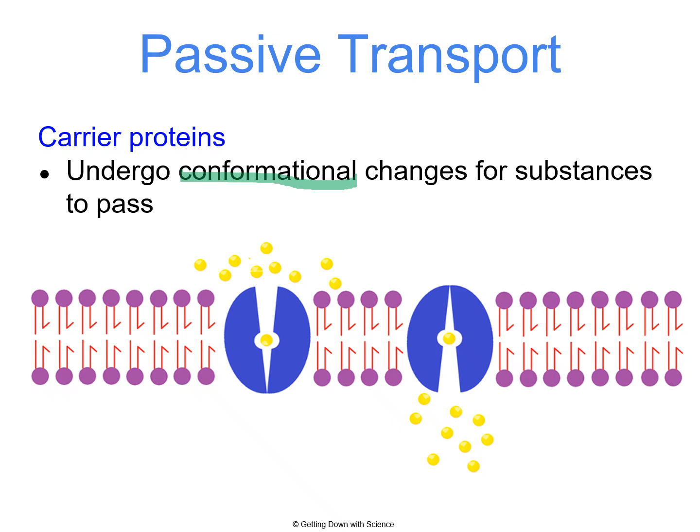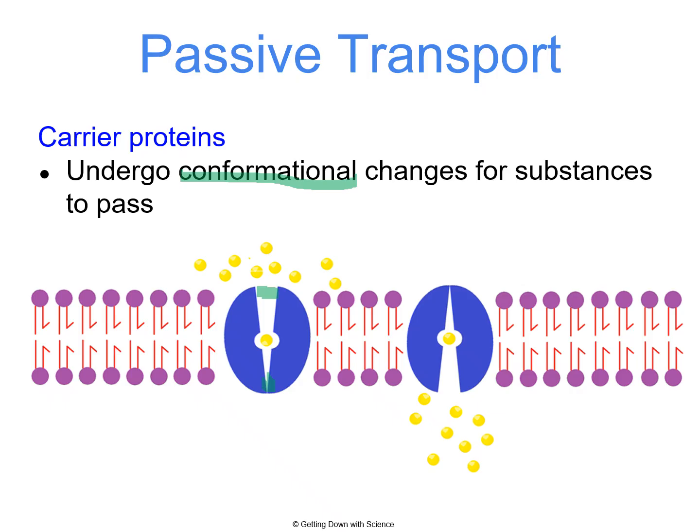My little diagram right here is depicting a carrier protein in which, once the particles are inside, it pretty much changes shape. So for example, this part is open. Once the molecule is inside, this part will become closed, and the other region right here is now going to become open. So the protein is undergoing conformational changes.